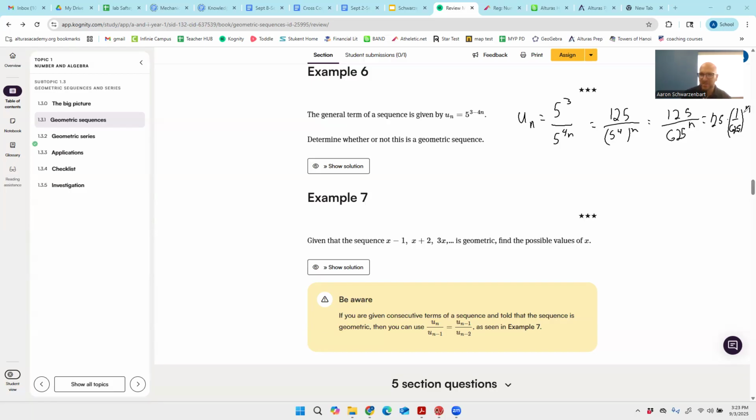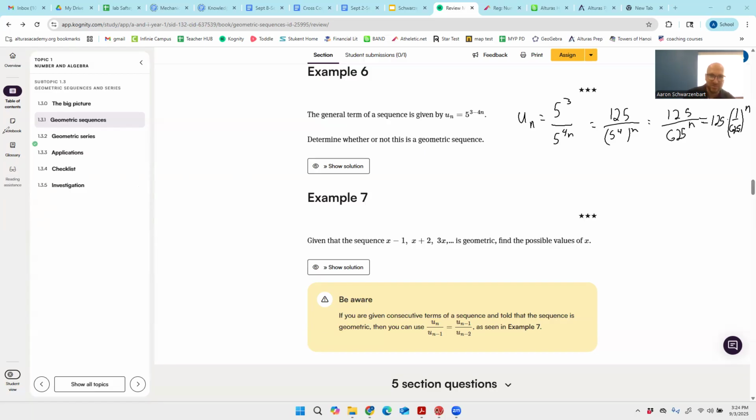It doesn't have the n minus 1, but yeah, this looks like something times a common ratio to the power of n. Yes, I could make my 125 separate. Definitely looks like this is probably geometric.